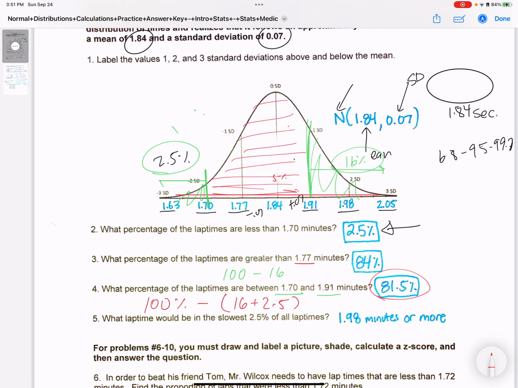Okay, then it says what lap time would be the slowest 2.5%? Well, for the slowest 2.5%, you may be tempted to go down here because it's a lower number, but remember in times, you want a lower number. So the slowest 2.5% would be 1.98 seconds. And the reason it's 1.98 seconds is because the 95% is the 2 standard deviations from the mean, and that's 95% of the data, which means there's 2.5% on each side.